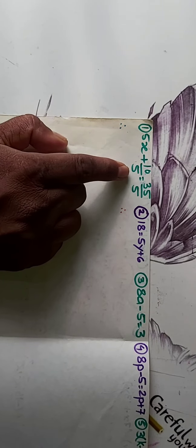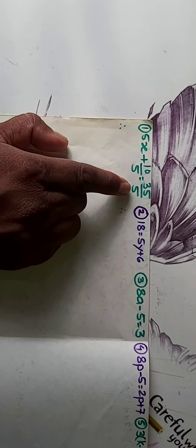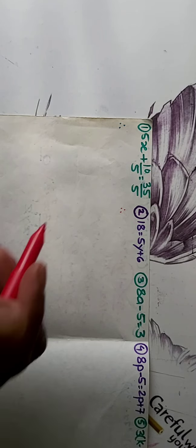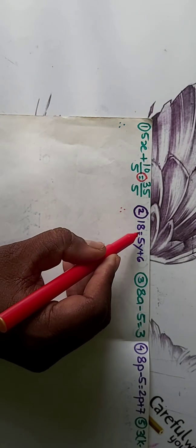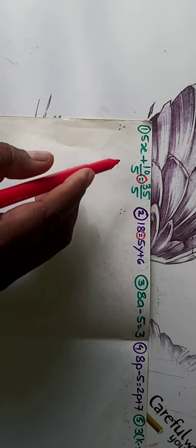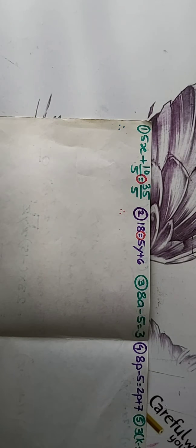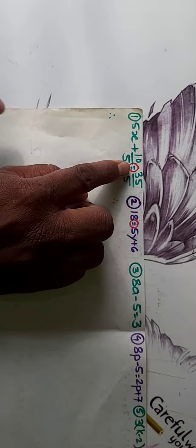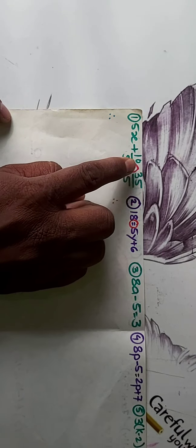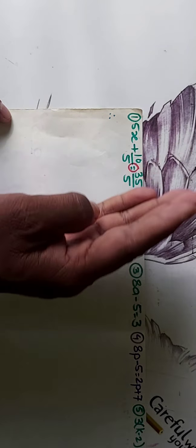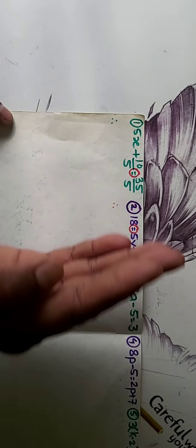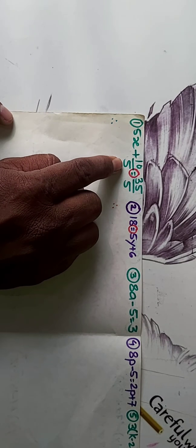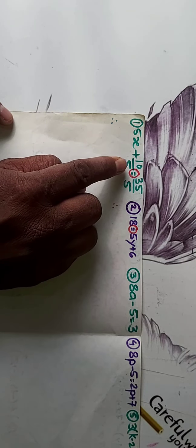5x plus 10 upon 5 is equal to 35 upon 5. Now students, if you see here, this equal to sign. While solving this kind of equations, this number 10 upon 5, when it goes to the other side of the equal to sign, that is called transposing. This plus 10 upon 5, while solving you will get the idea.